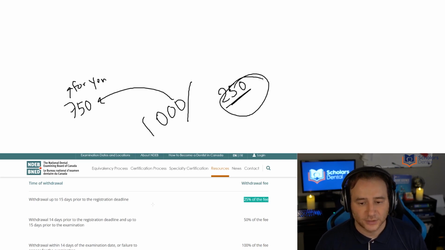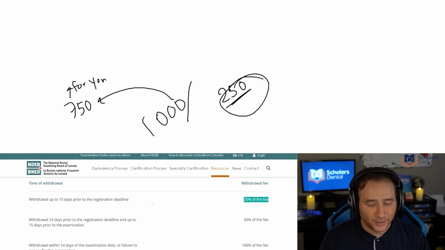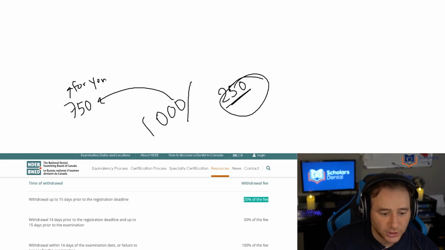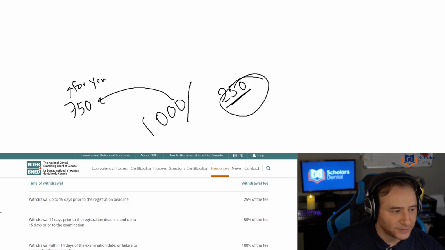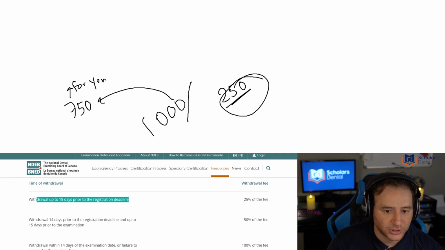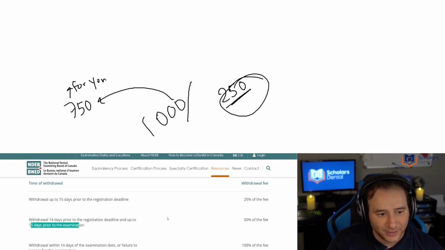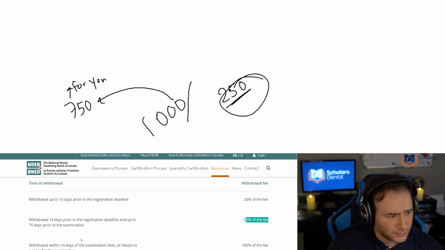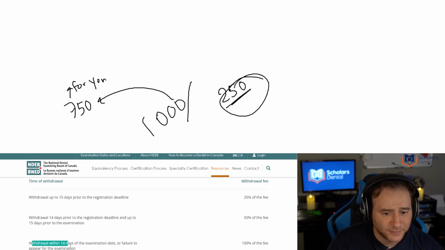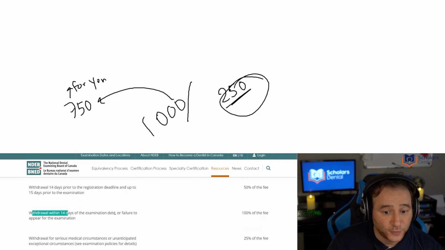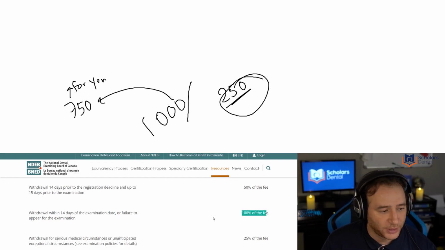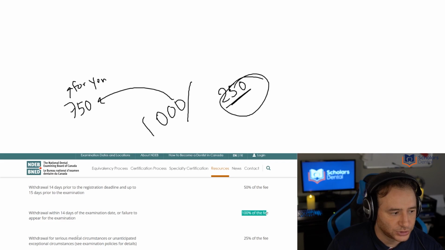That's a 25% charge fee. Just to make sure you understand, the 25% is not how much you're getting back. It's how much you're being charged. Okay. All right. So that's if you do it 15 days prior to the registration deadline. If you withdraw 14 days prior to the registration deadline up to 15 days prior to the exam date, then it's 50%. Then if you withdraw 14 days before the exam, or you fail to appear in the exam, you're charged the full fee. So you lose all your money that you paid for the examination registration.